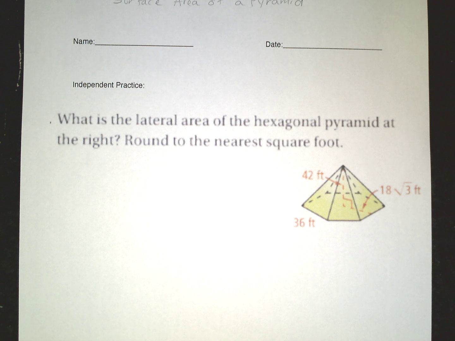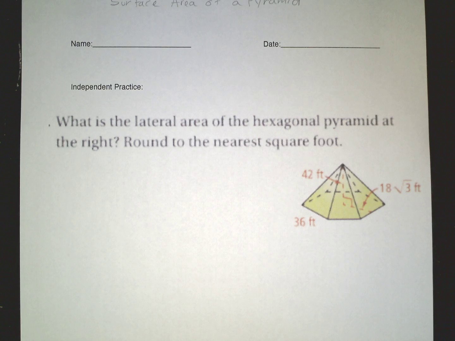Okay, we are back, geometry students, and we have a challenging question. What is the lateral area of the hexagonal pyramid at the right, rounded to the nearest square foot? Ouch. This is quite the problem. A lot of work here.